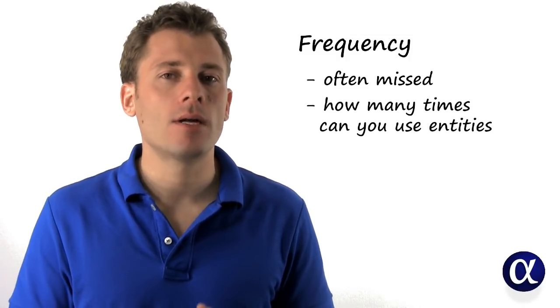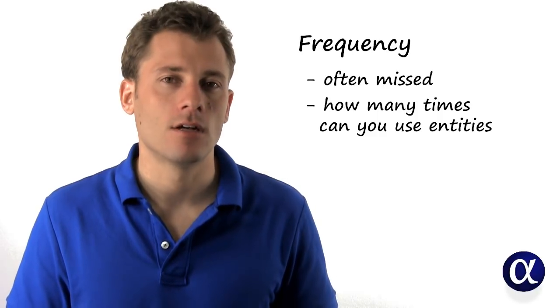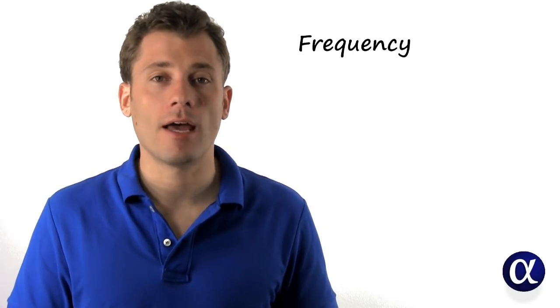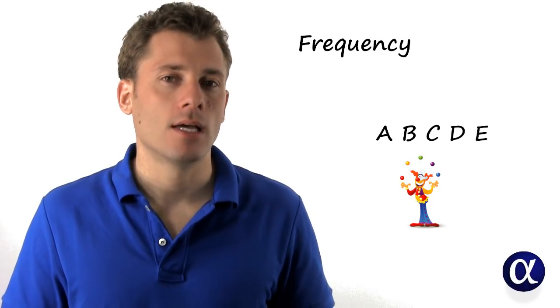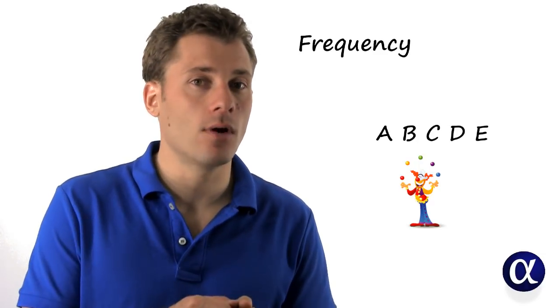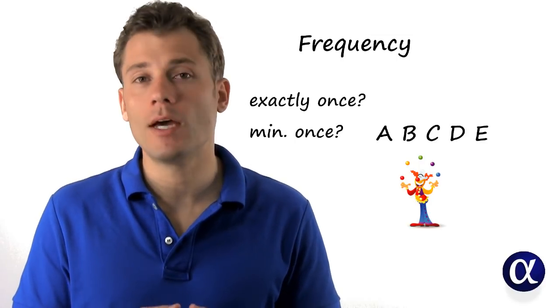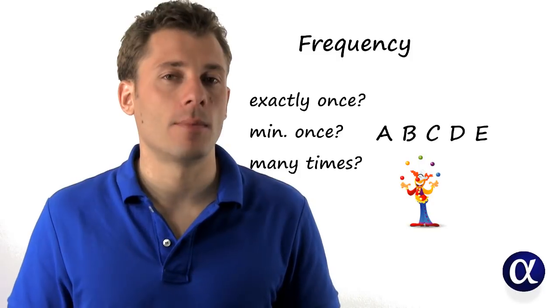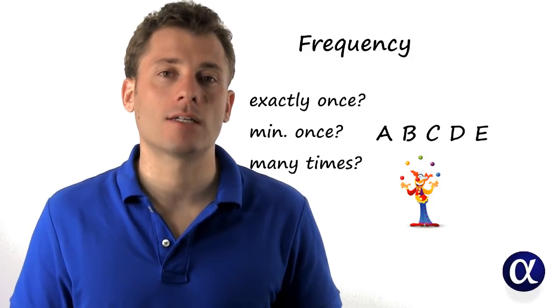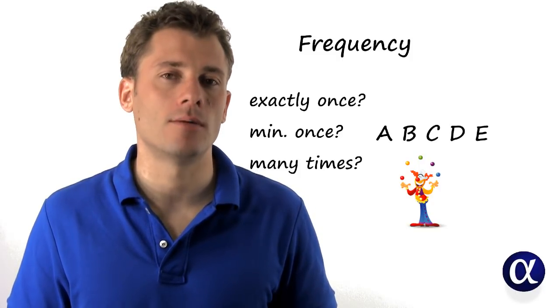And that is, how many times can I use my entities? So in our previous example, if I have clowns A, B, C, D, and E, how many times can I use them? Can I use each clown exactly once or a minimum of once? Or maybe I can use my clowns as many times as I want. You want to record that information and you're going to put it down right next to your entities so you know exactly how many times you can use them.